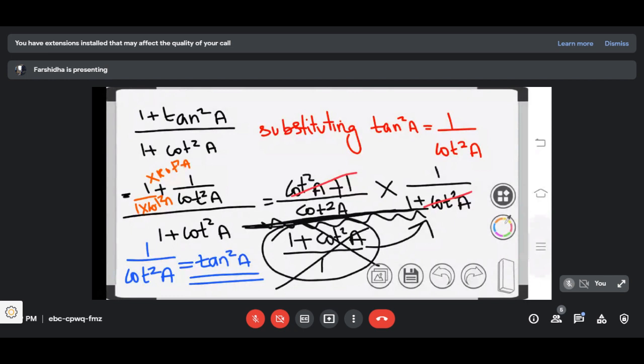Now we'll move to question number 5. Prove the following identities where the angles involved are acute angles for which the expressions are defined. First one: (cosec theta minus cot theta) whole square is equal to (1 minus cos theta) divided by (1 plus cos theta). We need to prove that LHS equals RHS. So first we'll start with LHS and we'll reach RHS.